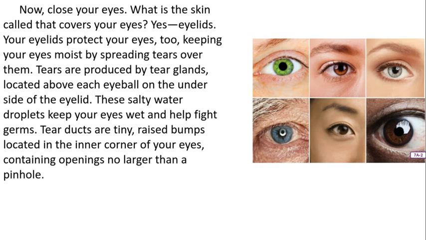Tear ducts are tiny raised bumps located in the inner corner of your eyes containing openings no larger than a pinhole. These tiny openings are the drains for your tears. Normally, these tear ducts do their job by draining without you even knowing it. What do you think you would be doing if your tear ducts couldn't drain a lot of tears fast enough? That's right, you'd be crying.